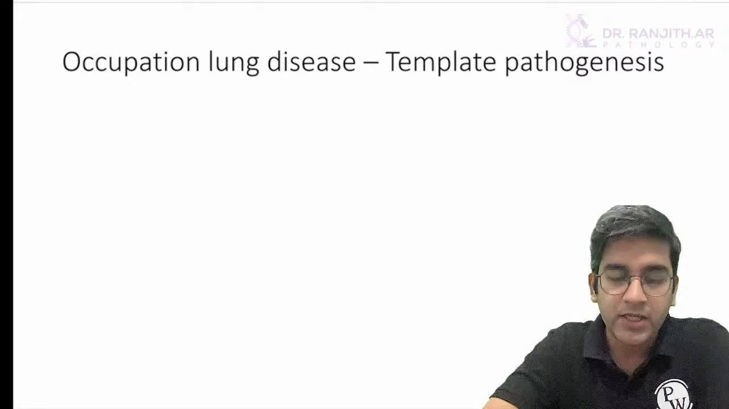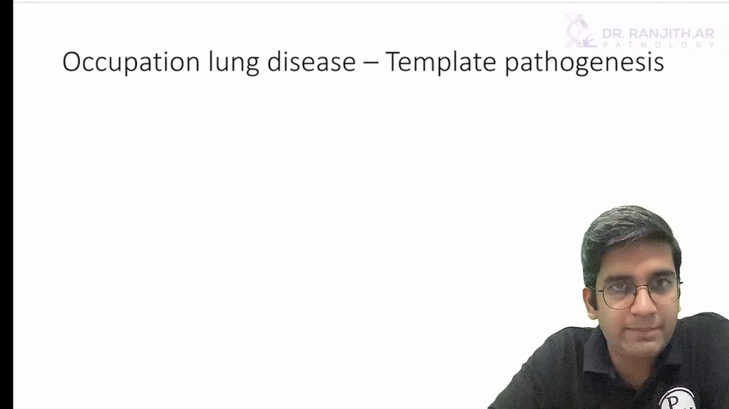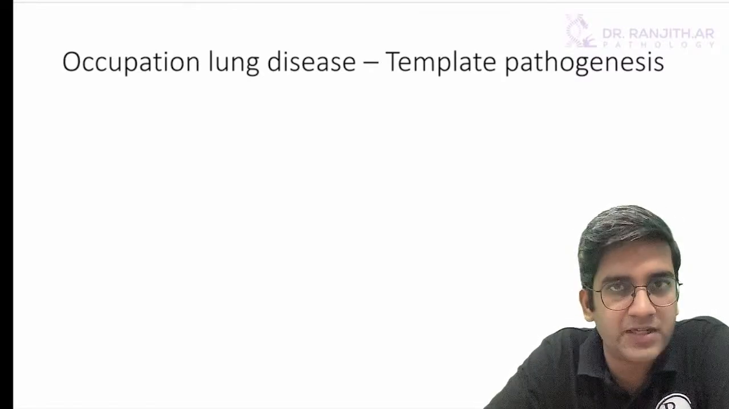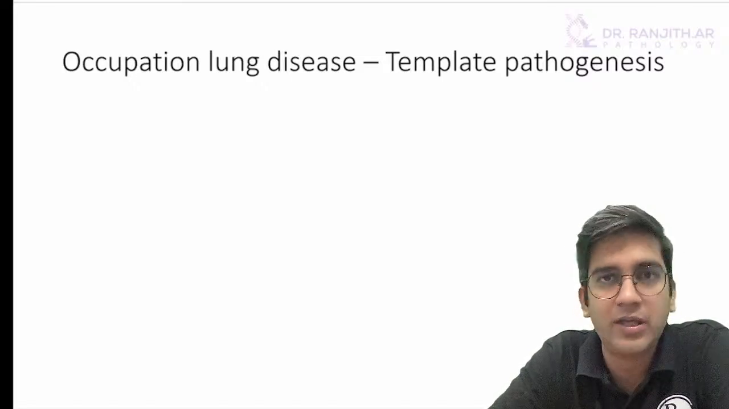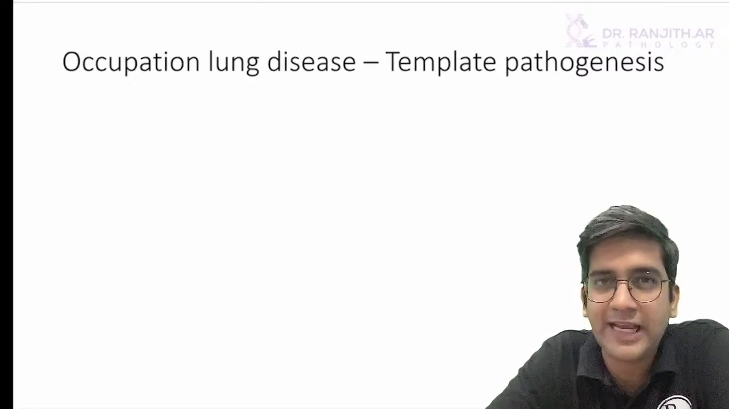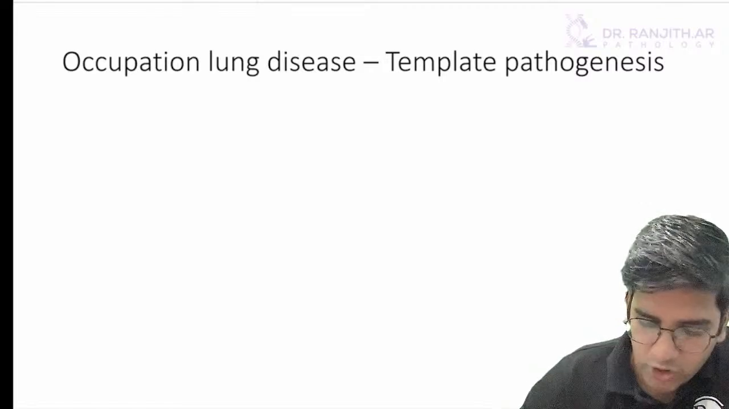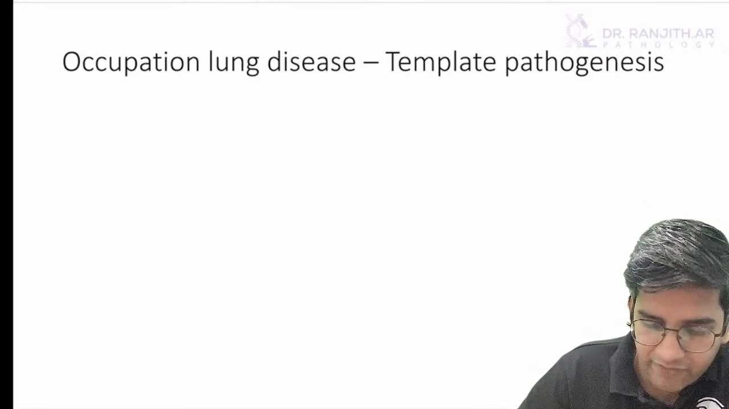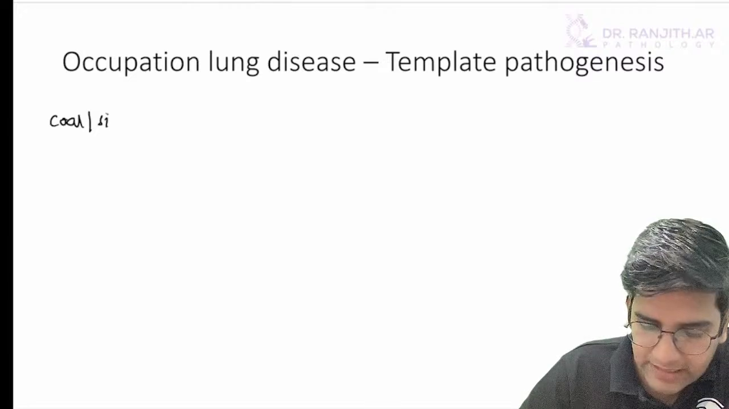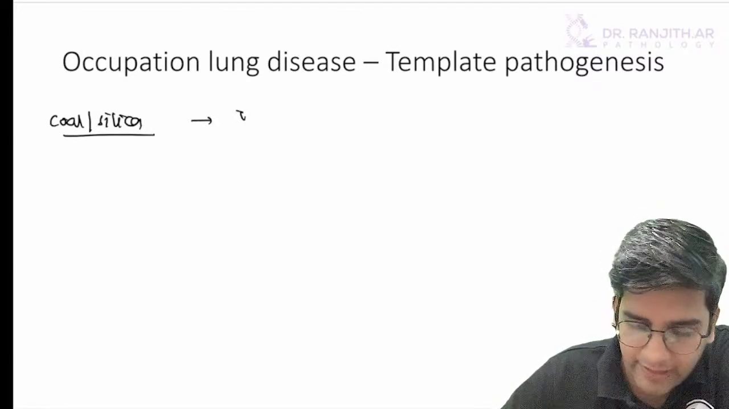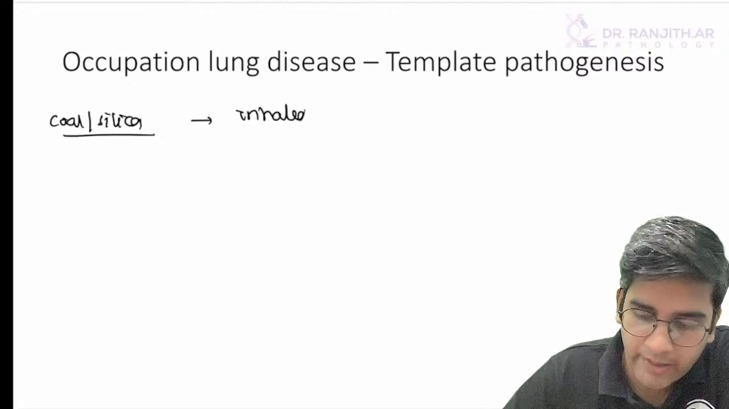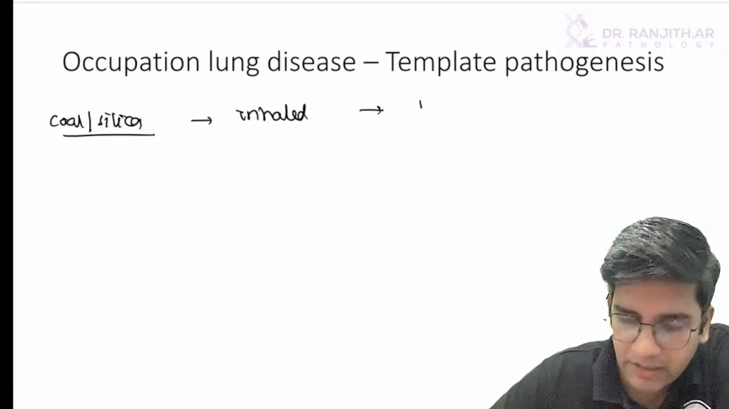Okay. Fine. So occupational lung disease. There's a template pathogenesis for every occupational lung disease, be it silicosis, coal workers pneumoconiosis, or asbestosis. For every occupational lung disease, be it coal, silica, or anything, once it is inhaled, it'll go into the lung parenchyma.